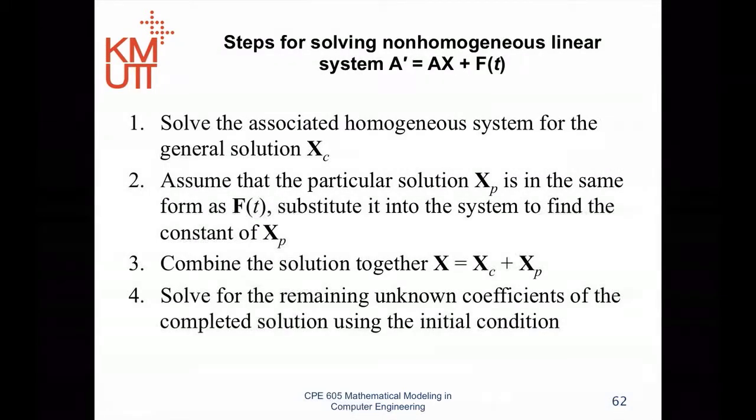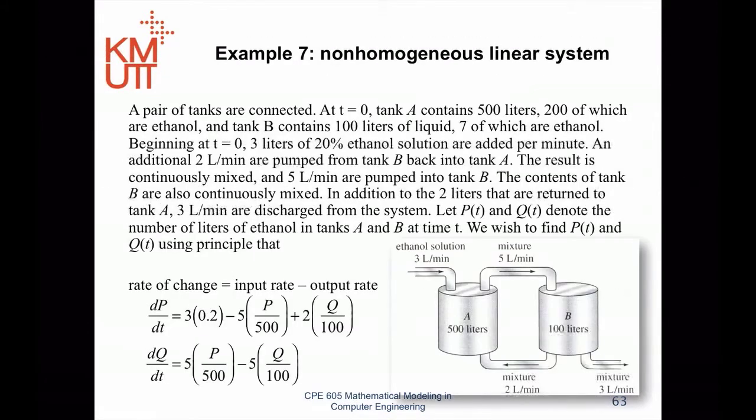The steps would be like this. You need to first solve for the form of xc, then solve for xp, then combine the solutions together, and then solve for the remaining unknown coefficients from the initial condition. Let's look at this example.